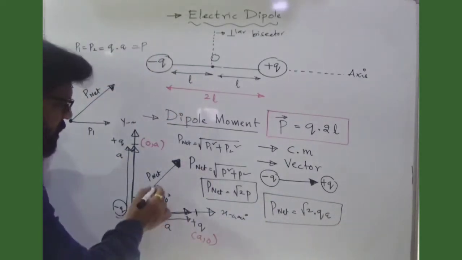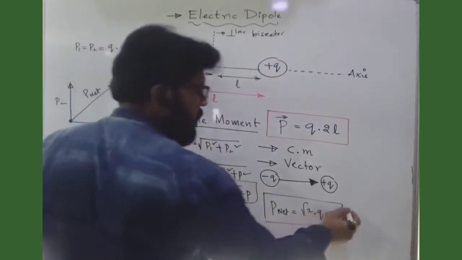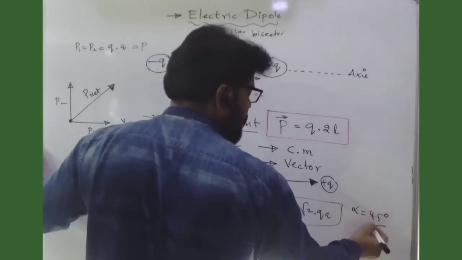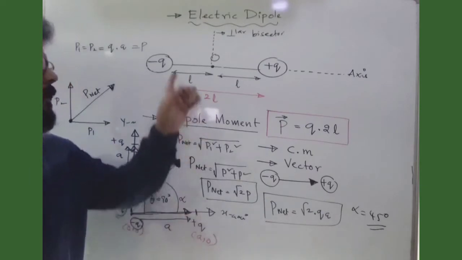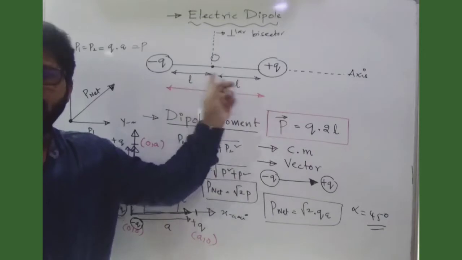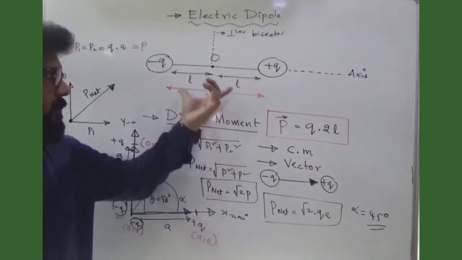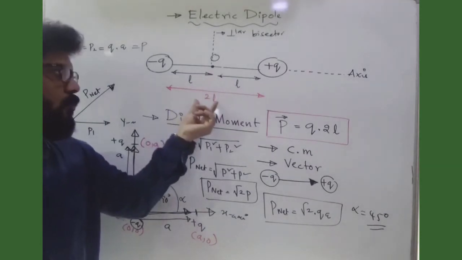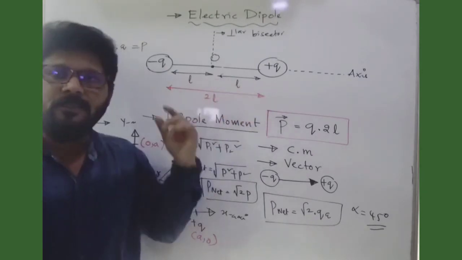If you want the direction, this will be alpha. So tan alpha is y by x, which, as both are equal, gives 45 degrees. If you want the direction, alpha is equal to 45 degrees. Is it clear? So what is this? Electric dipole. How to define an electric dipole? Two charges of equal magnitude and opposite in sign, separated by a small distance. That is 2L: from the center to the first charge is L, from the center to the second charge is L.